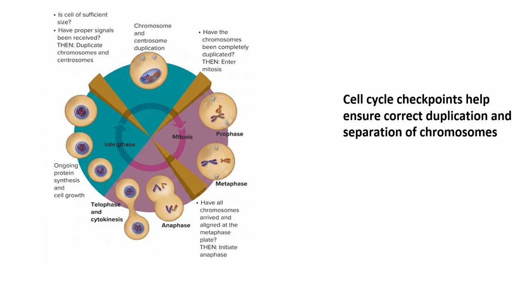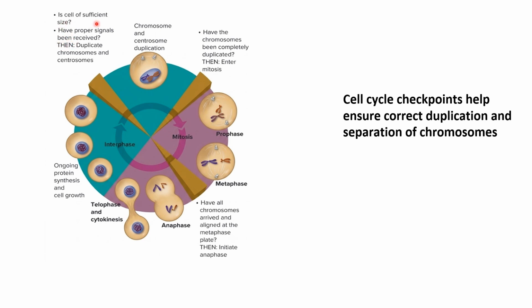Now, how does the cell make sure everything goes smoothly without rushing or making mistakes? That's where the cell cycle checkpoints come in. We can think of these checkpoints as quality control steps during the cell's life cycle. At key stages, the cell pauses to ask crucial questions. We know that during interphase, the cell grows in size and proteins are synthesized. Before it enters the S phase, some questions are asked as checkpoints.